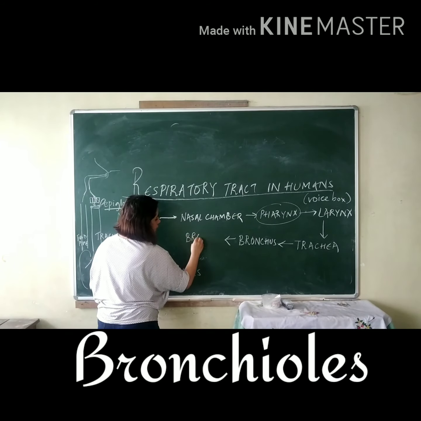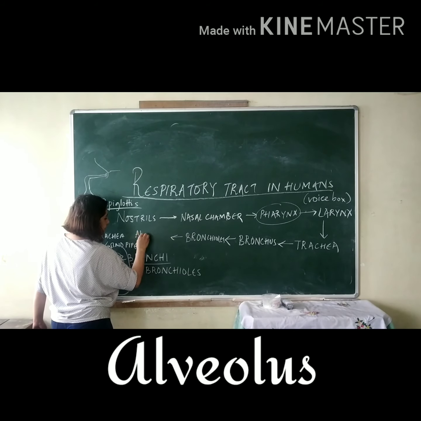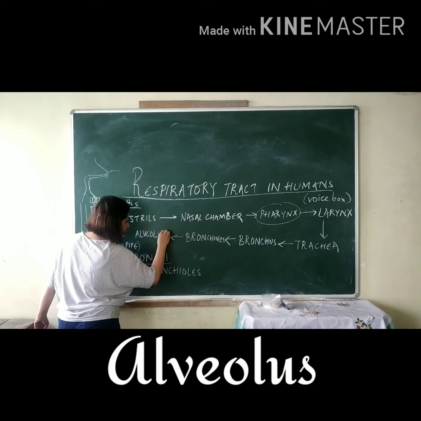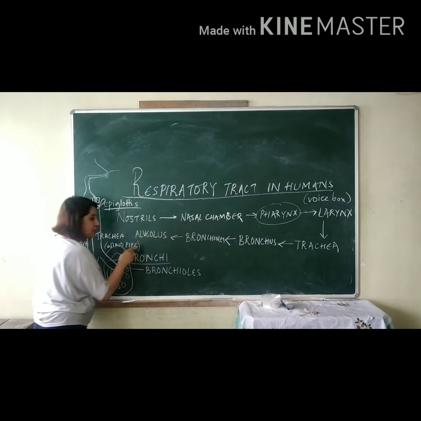Now the bronchioles, the first branches are called primary, then secondary, then we have the tertiary. So they keep on branching and finally they end in small bag-like structures. These bag-like structures are called air sacs or the alveolus. This is singular, plural is alveoli. So alveolus. Okay, so this is how the air enters the lungs.